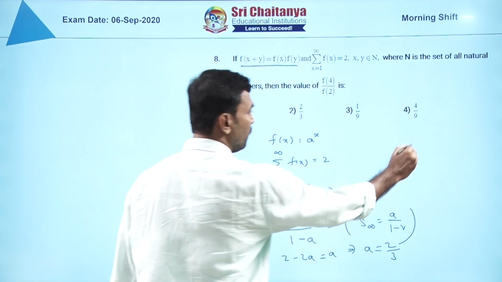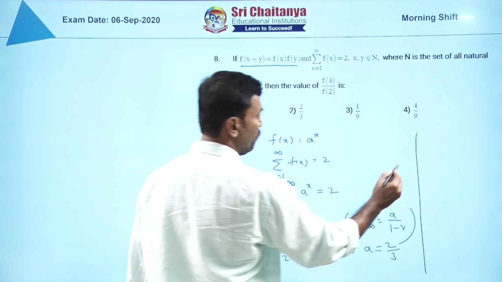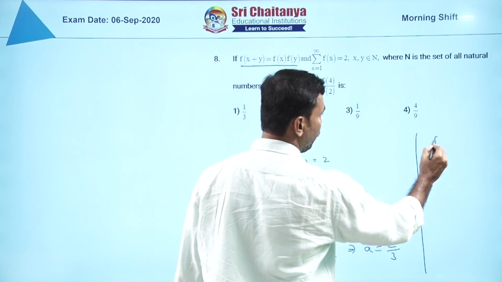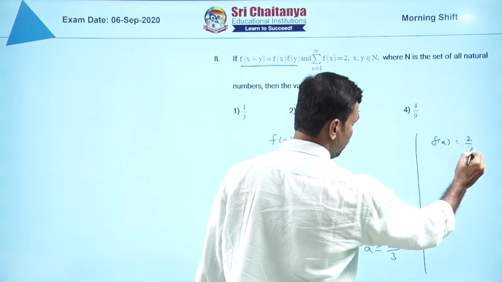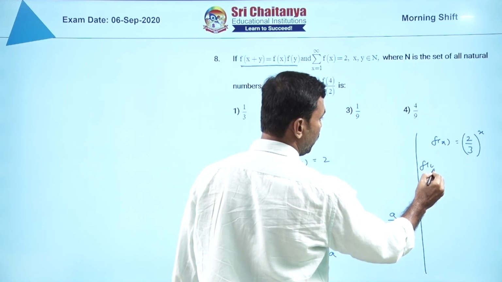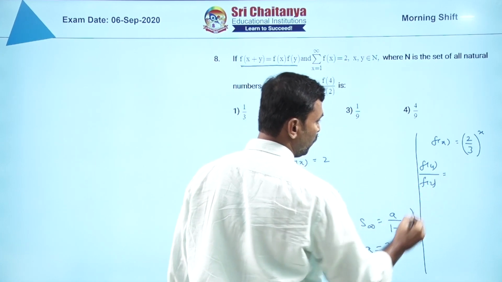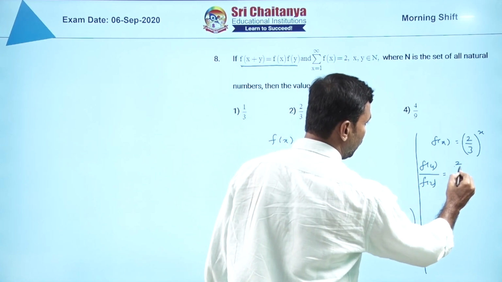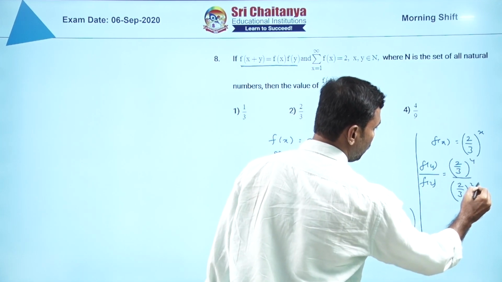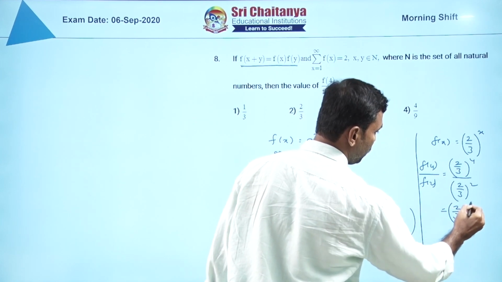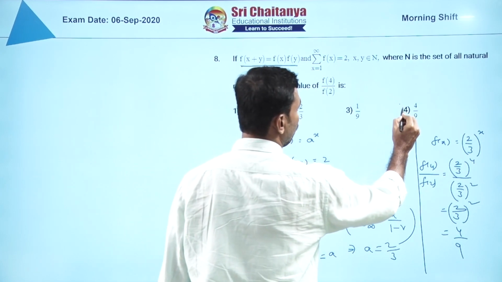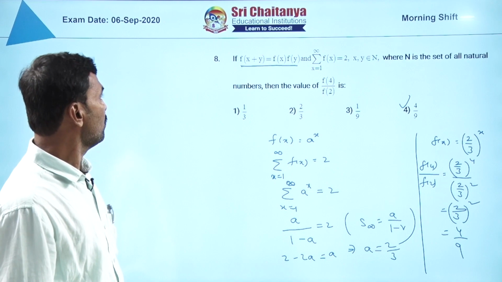But he is asking f of 4 by f of 2. I got the value of a as 2 by 3, therefore, f x is 2 by 3 power x. Now, f of 4 by f of 2 is equal to 2 by 3 power 4 by 2 by 3 power 2. So, 2 by 3 whole square, so 4 by 9. So, the fourth option is the correct option for the eighth problem.